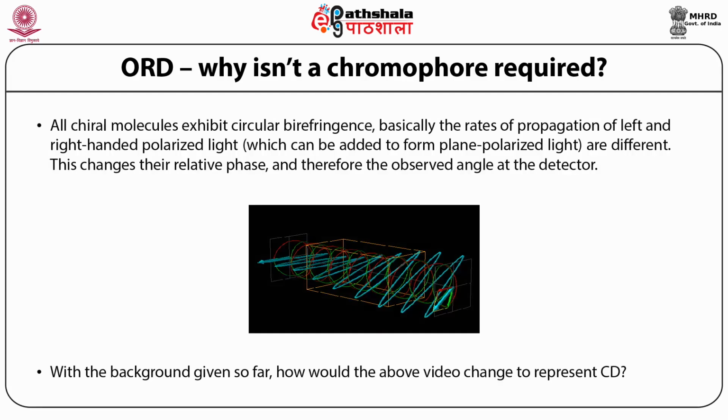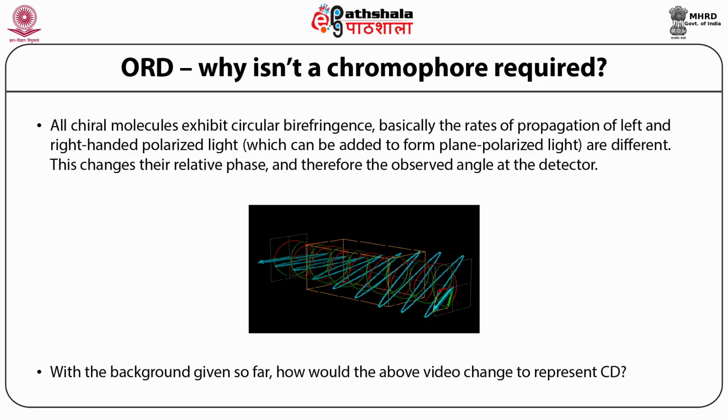We discuss why a chromophore is not required in CD. All chiral molecules exhibit circular birefringence. Basically, the rates of propagation of left and right-handed polarized light, which can be added to form plane polarized light, are different. This changes their relative phase and therefore the observed angle at the detector.